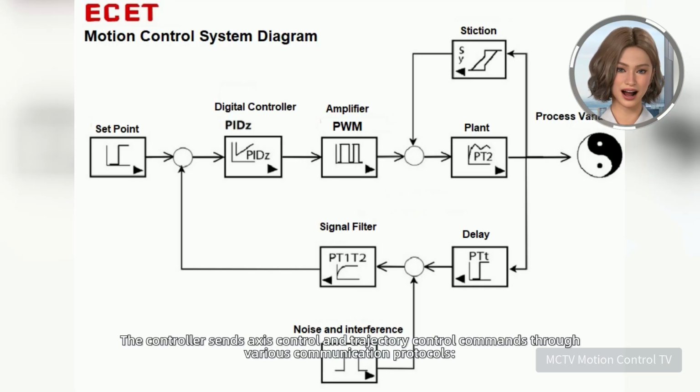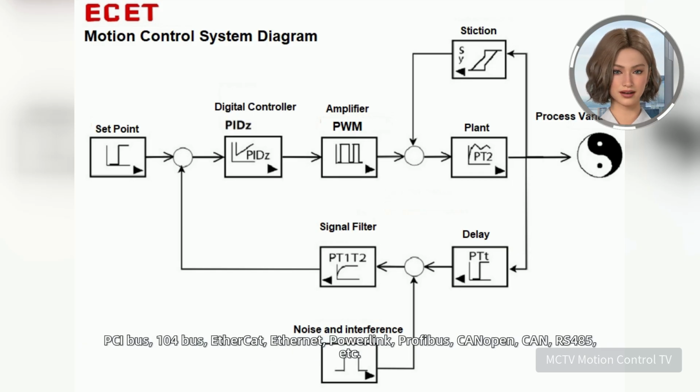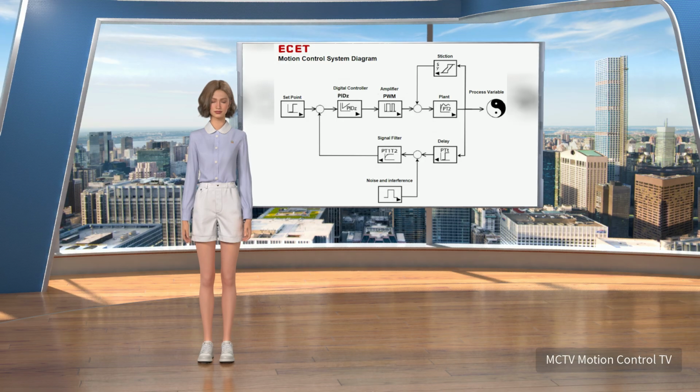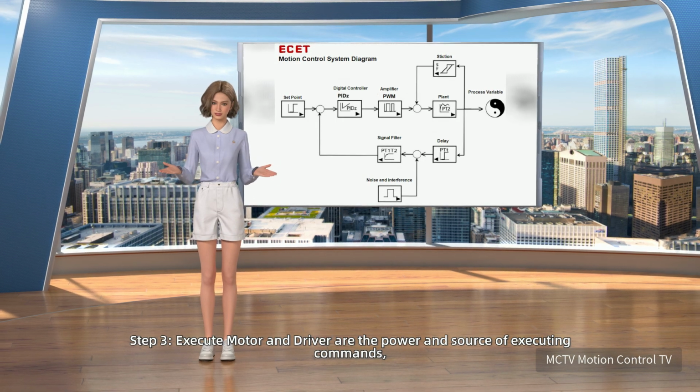The controller sends axis control and trajectory control commands through various communication protocols: PCI bus, 104 bus, EtherCAT, Ethernet, PowerLink, Profibus, CAN-Open, CAN, RS-485, etc. Step 3. Execute.